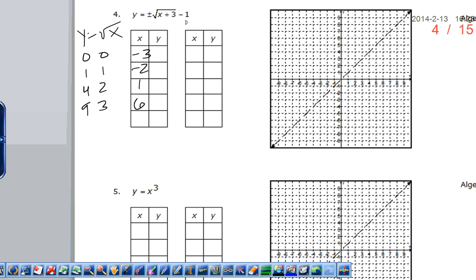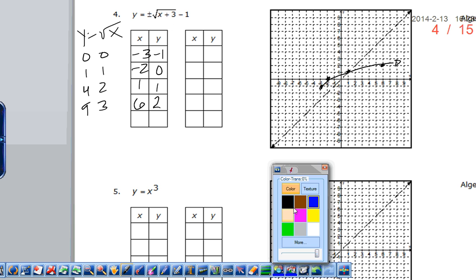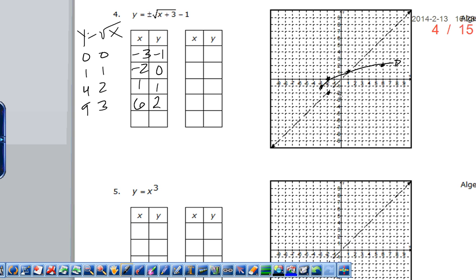My y values, the -1, moves them all down 1. So -1, 0, 1, and 2. So what we've done here is we moved everything left, everything down 1. There I'm starting. Like that. So my other picture, oh, and by the way, it's plus or minus. So I got to do both of them. Like that. All right, so then for my other one, we're just going to switch everything.